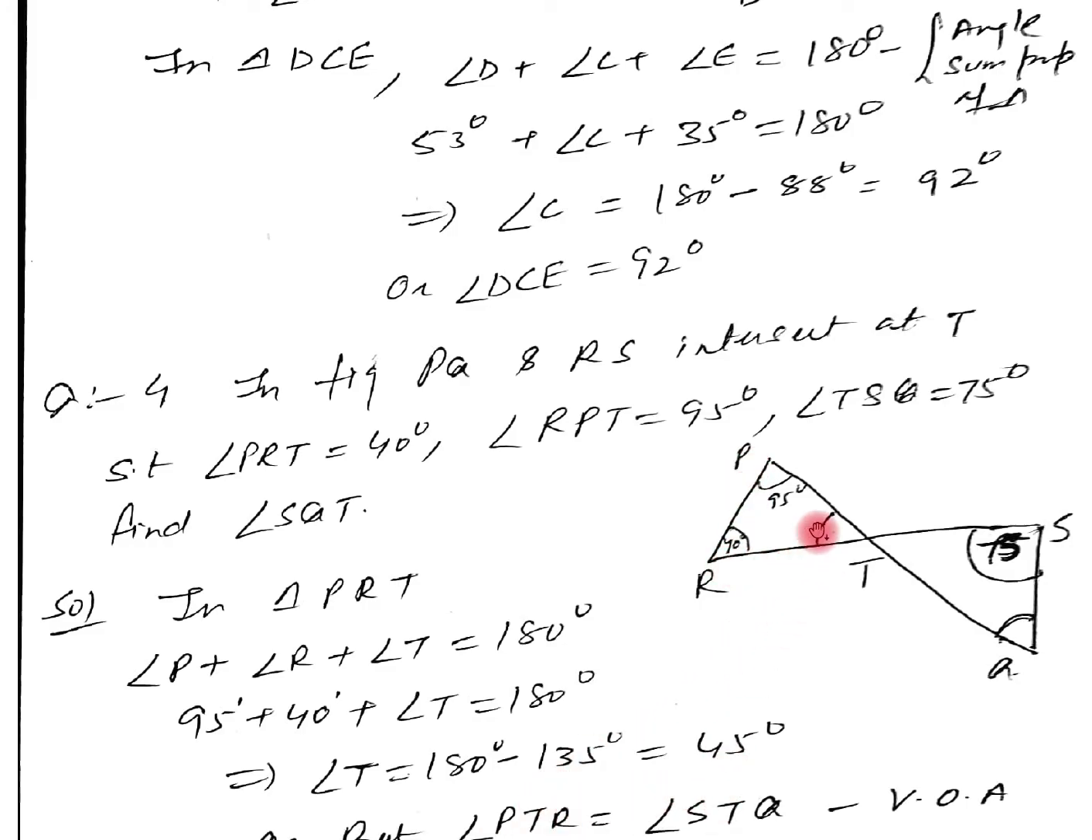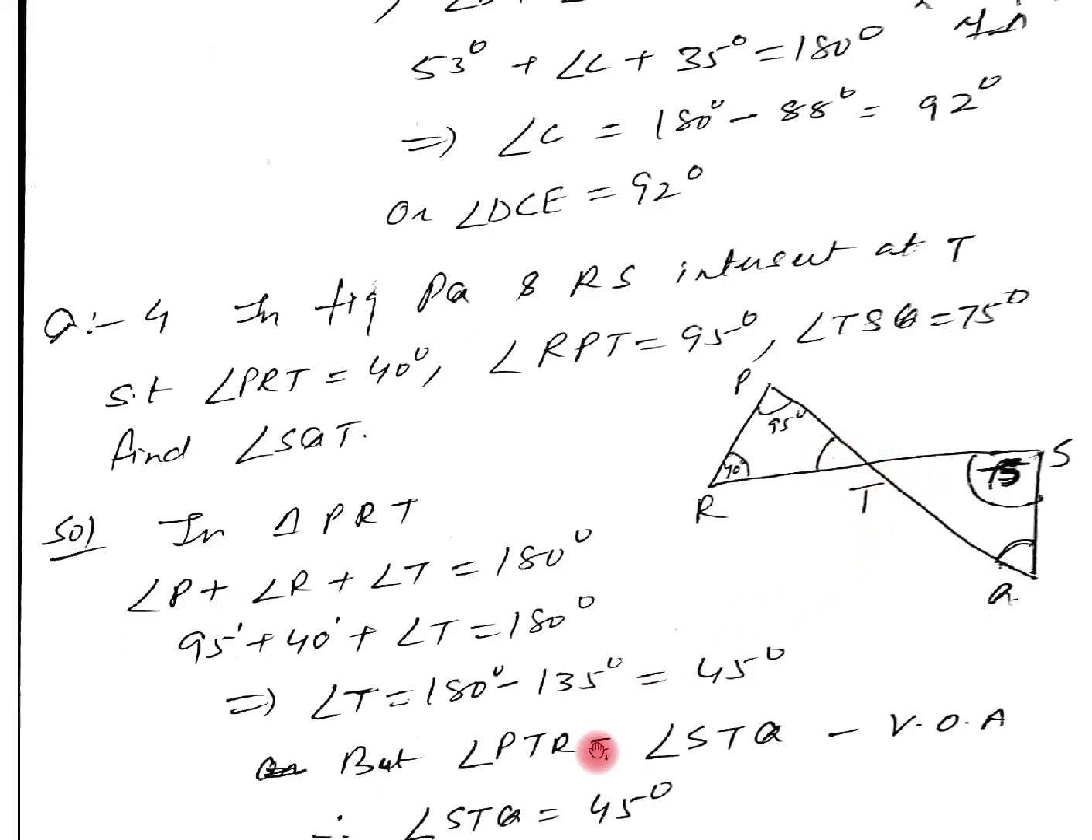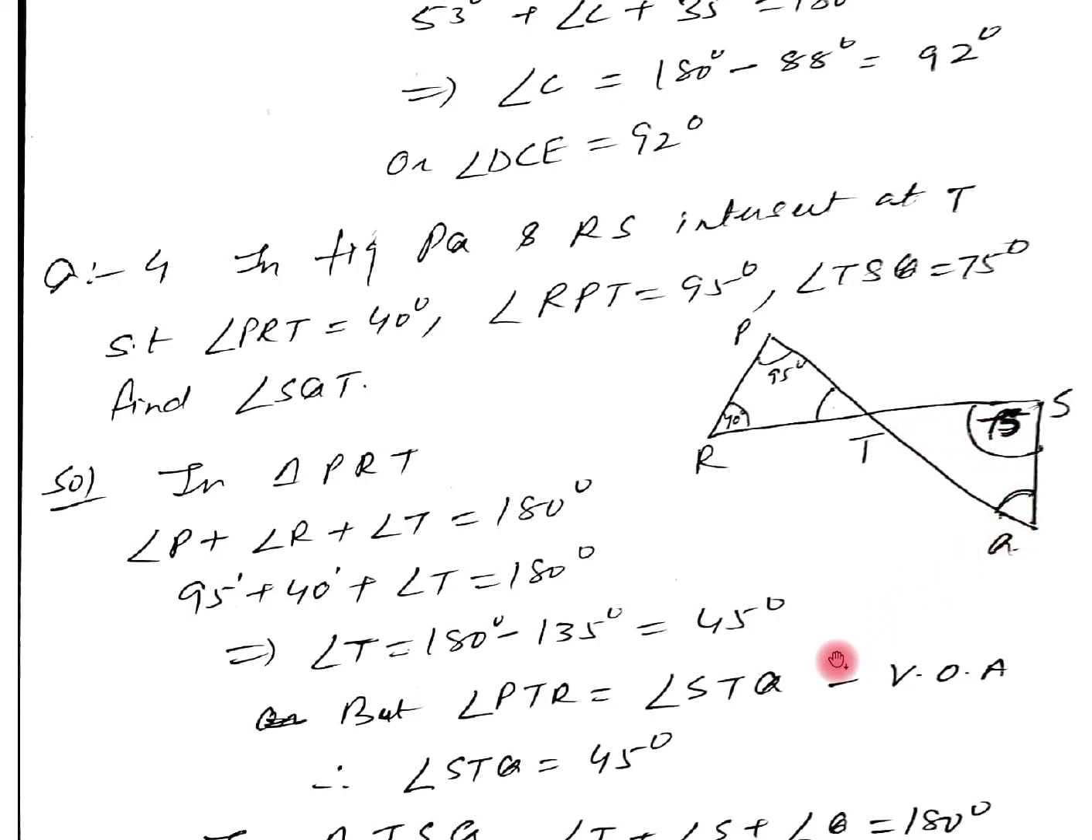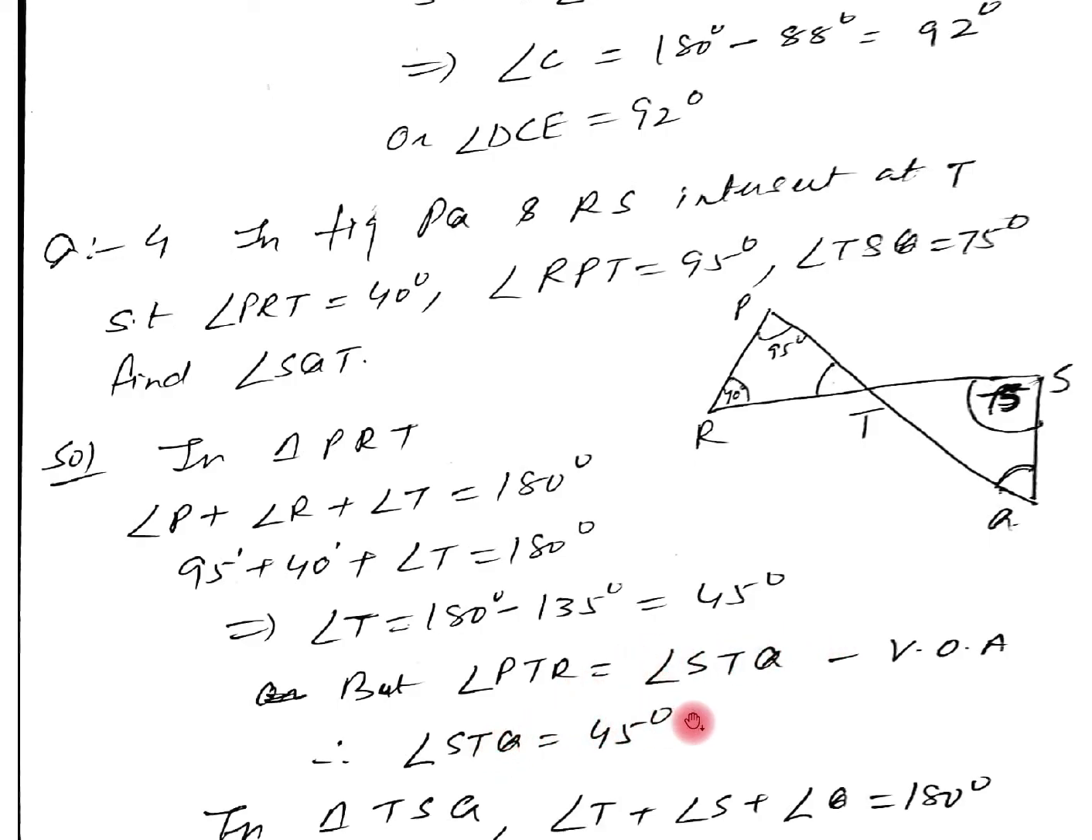Now if this angle is 45, this must be 45. These are vertically opposite angles. So we can write angle PTR equals angle STQ. These are vertically opposite angles. So therefore if it is 45, this must be equal to 45 degrees. Now again in this triangle we know these two angles. We can easily find out the third angle. Angle PTR equals angle STQ, vertically opposite angles. So this angle must be equal to 45 degrees.